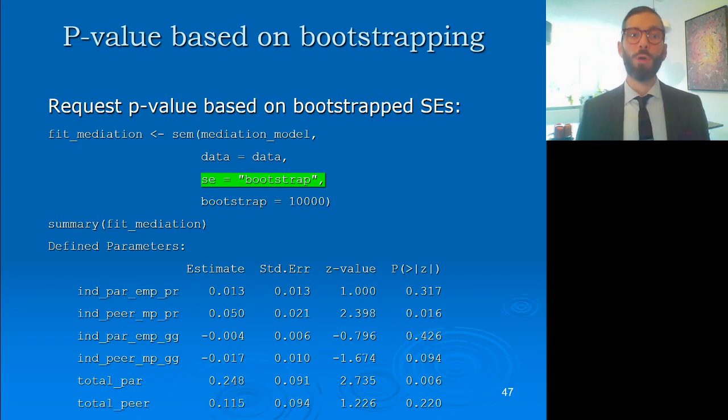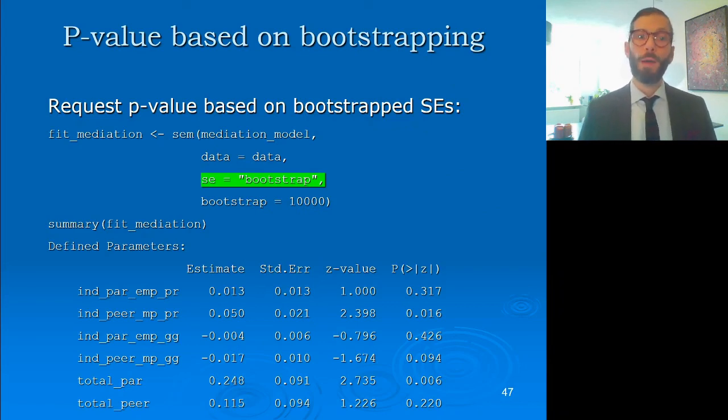You see that I labeled all of my indirect effects as ind, and then I used the abbreviations for the variables that constitute the mediational path. So for example, there's an ind par emp gg, which stands for the indirect effect of parental attitudes through empathy and through aggression. Now this effect has an estimate of -0.004 and a bootstrap standard error of 0.006. We already see that the absolute value of the estimate is smaller than the absolute value of the standard error, so it's not going to be significant. And indeed the z value is -0.8, and the p-value is 0.43, so it's not significant.